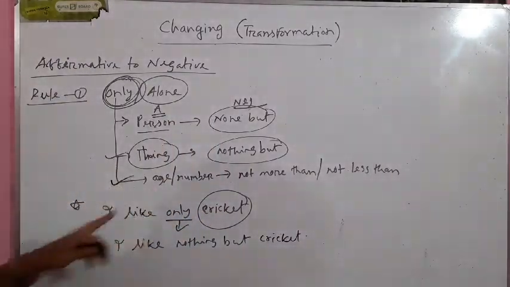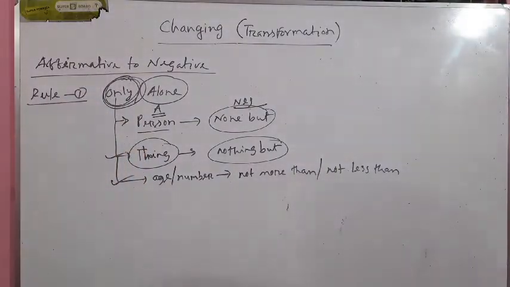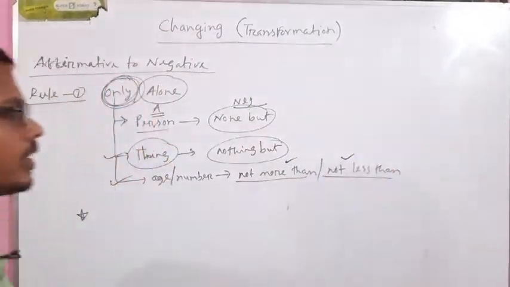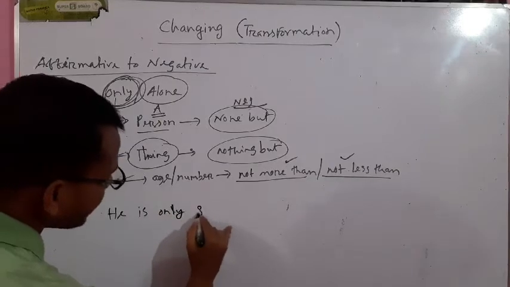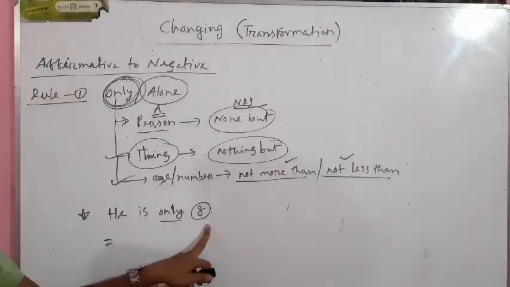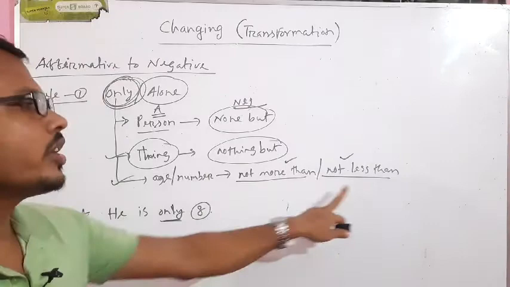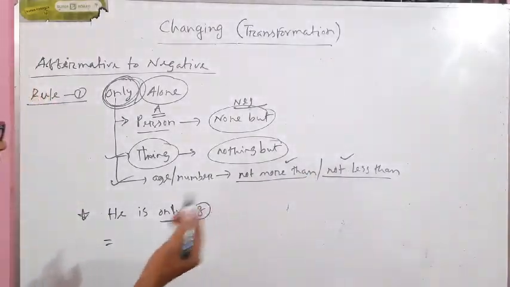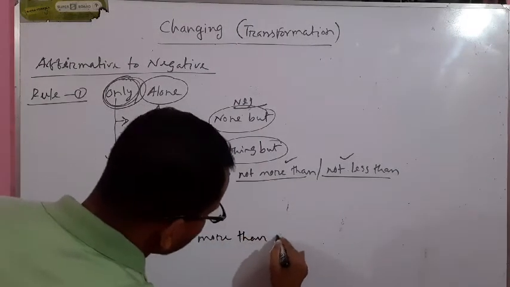Now the last part, age or number. If only indicates age or number, in that case we have to use not more than or not less than. For example: He is only 8. That means only is indicating the age of him. He is only 8 means he is 8 years old. In that case, instead of only, we will use not more than or not less than, any one of them. In examination, we will write any one of them. He is not more than 8.